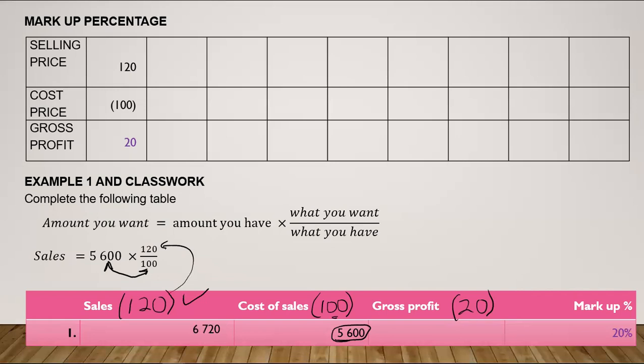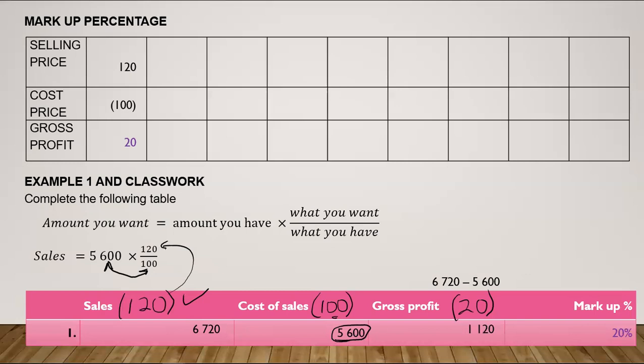And that will give us our sales figure, which will be 6,720. To calculate gross profit, I'm simply going to take 6,720 minus the cost of sales figure of 5,600, and then it'll give me my gross profit, which is 1,120.